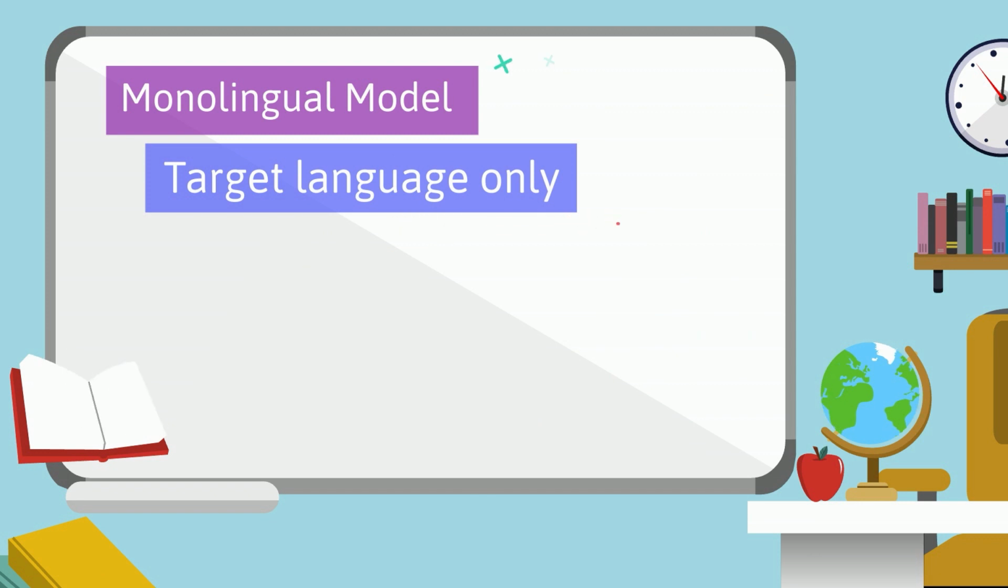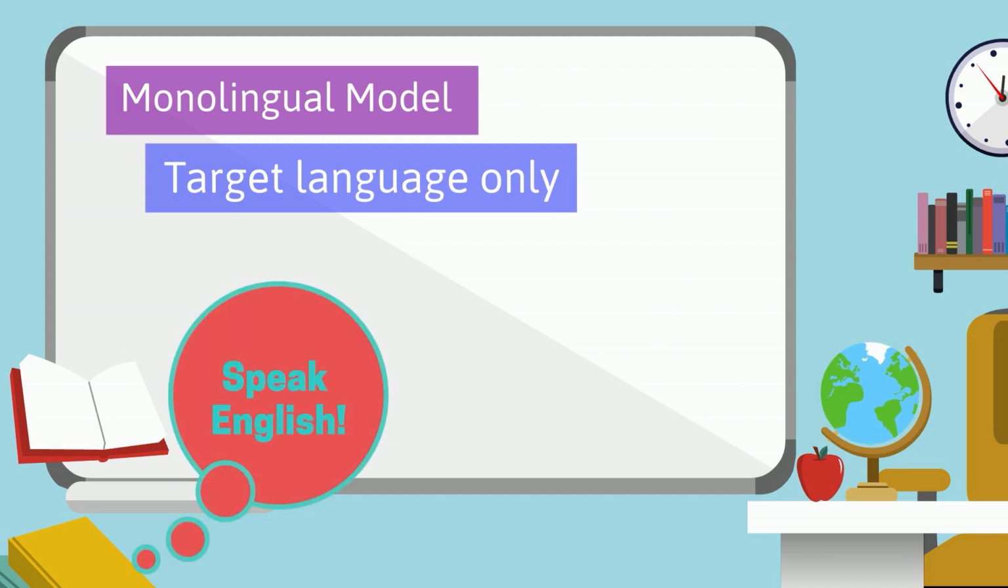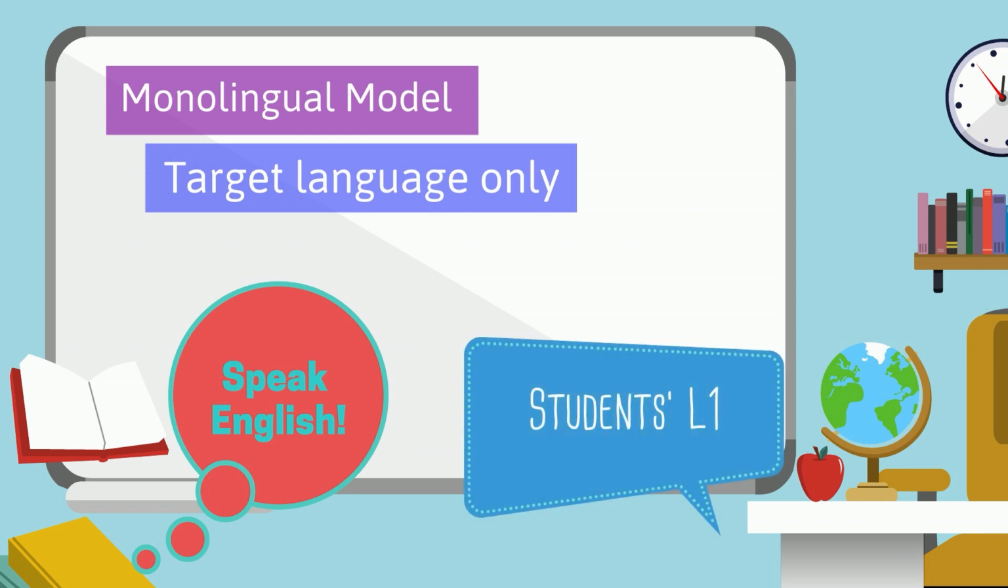Monolingual model. Target language is the only language used during the instruction. For example, if you teach English as a target language, the whole lesson will be delivered via English only. Also, students are not encouraged to use their own language.